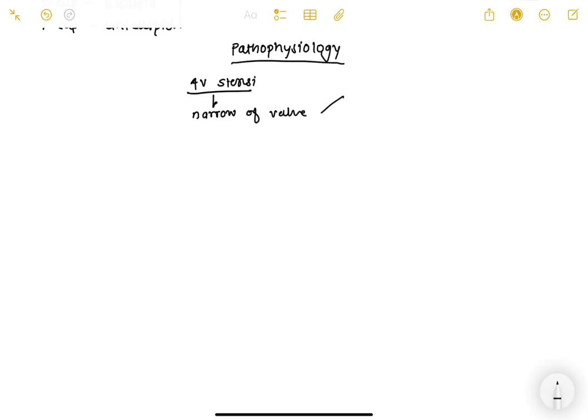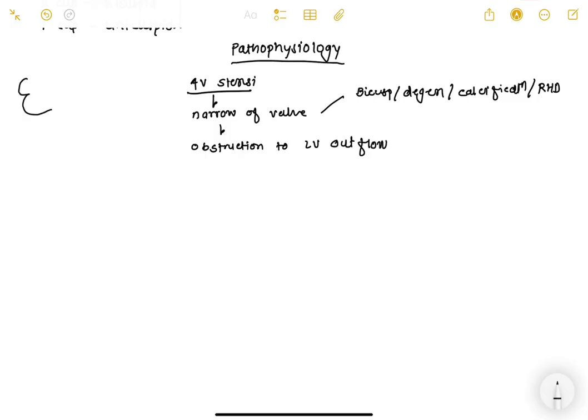It can be due to a bicuspid valve, or degenerative calcification, or rheumatic heart disease. So these are the basic causes that will cause the narrowing of the valve. Now what will happen? There will be obstruction to LV outflow.